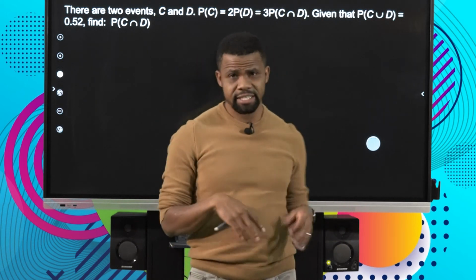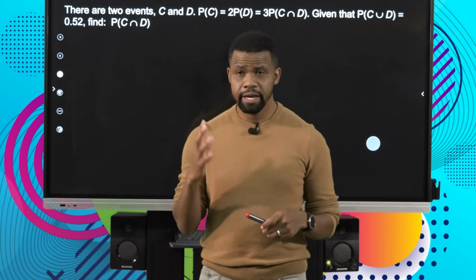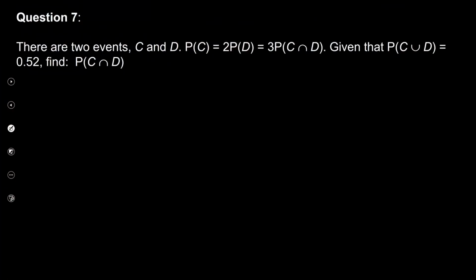Okay, guys. Now we're going to look at another problem, which I can see requires a Venn diagram, and let's see what we get. You're given 2 events, event C and D. What is given here is the probability of C is 2 times the probability of D, and it's 2 times the intersection of C and D. Remember, the intersection is the same as and, and the union is the same as or. We're also given that the probability of C or D is 0.52. The question is to find that.